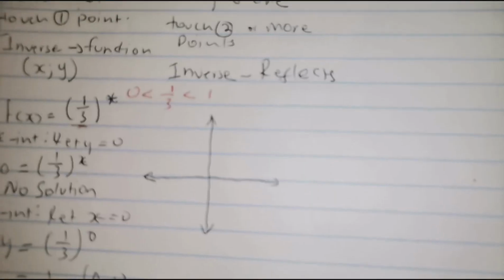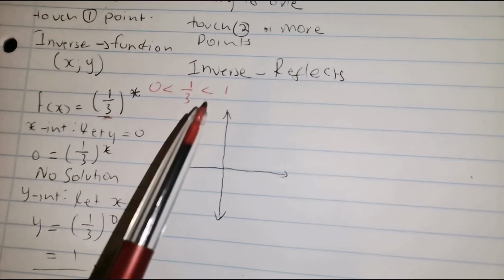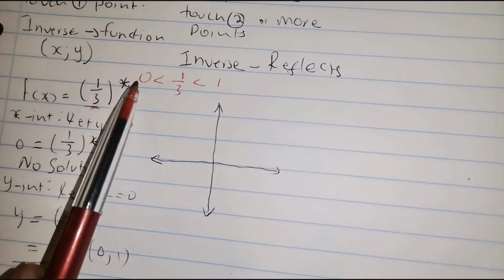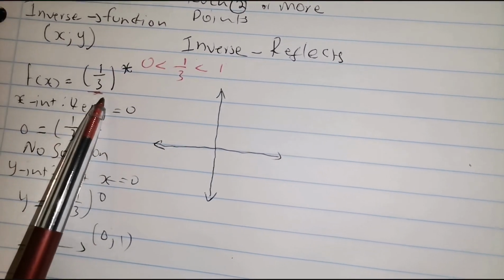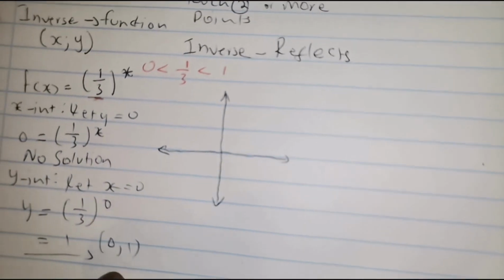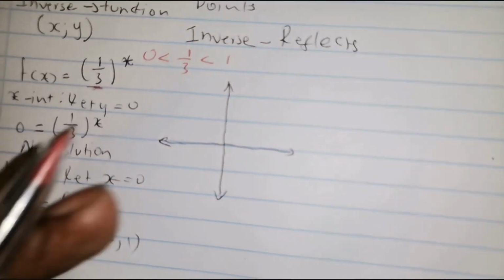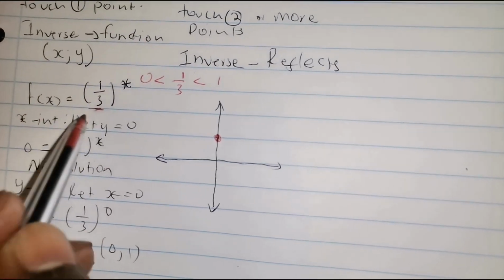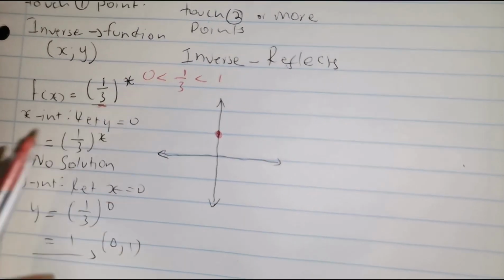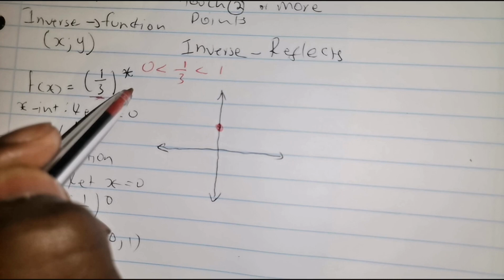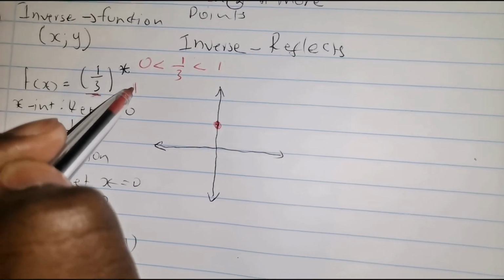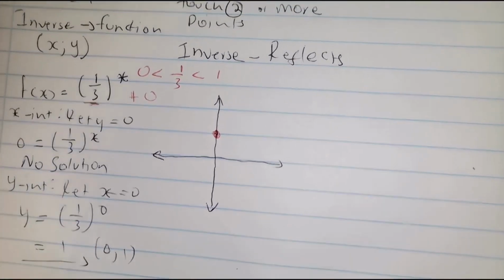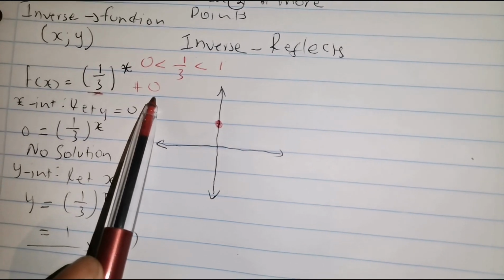Yes guys, you know the value of a is bigger than 0 and smaller than 1. That means our graph is decreasing. So let's just plot this point. Here's our point, and this is 1 over 3 to the power x. There's a value of q that is invisible. There's plus 0 here.